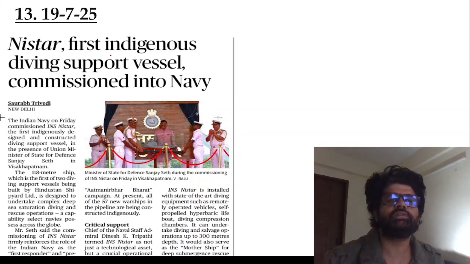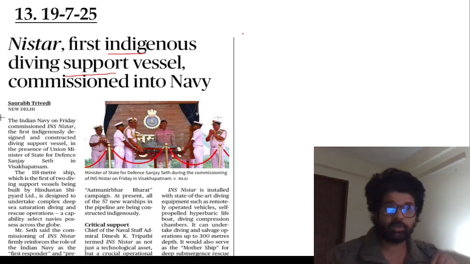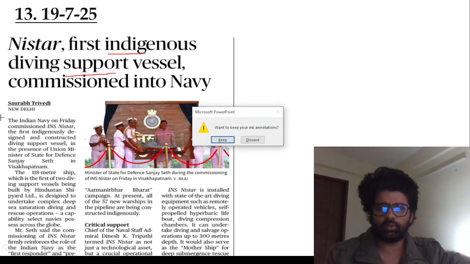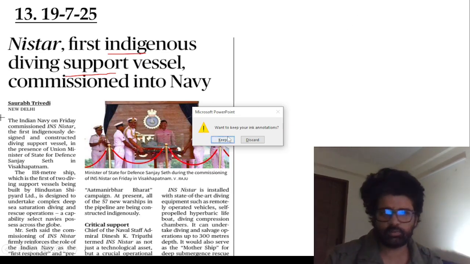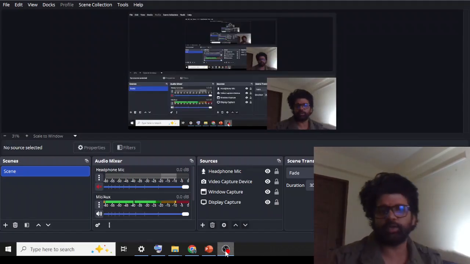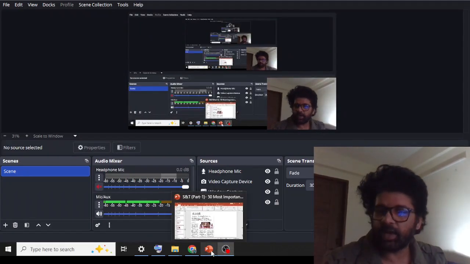Next, 13th, Nistar, first indigenous diving support vessel. We have talked about INS Tamal, Udaygiri, Himgiri. Now this is INS Nistar. So maybe you can club them. Whenever you're reading Udaygiri, Himgiri and Tamal, read Nistar at the same time, although they are different. It's not exactly same. It's a diving support vessel.